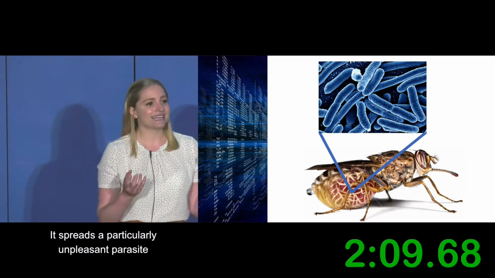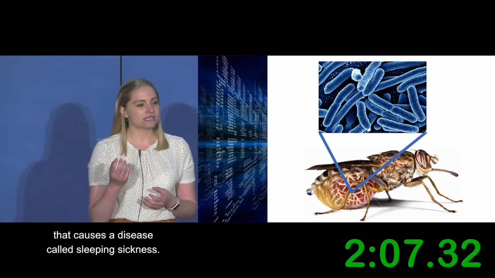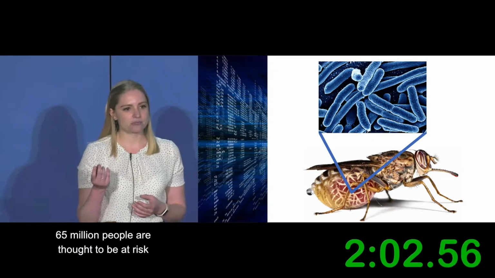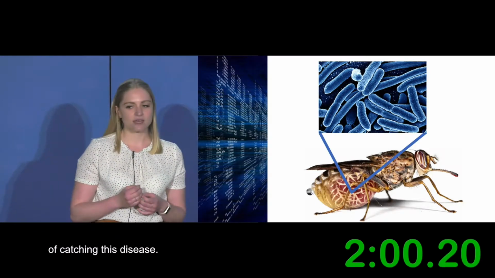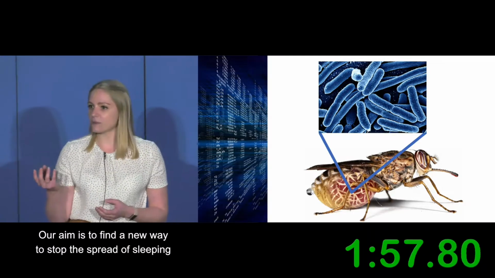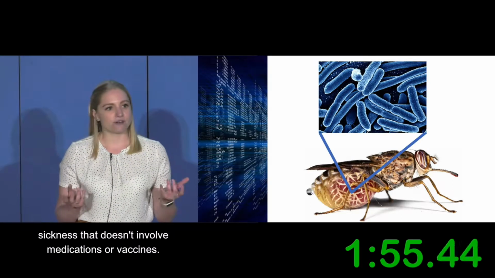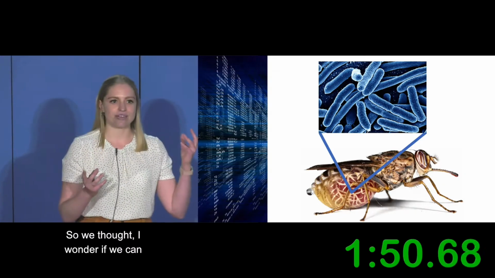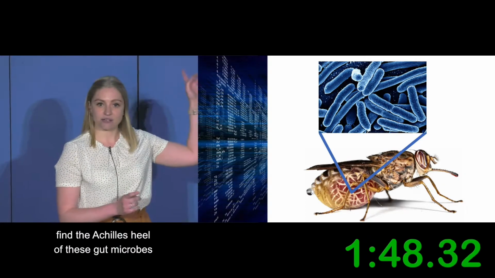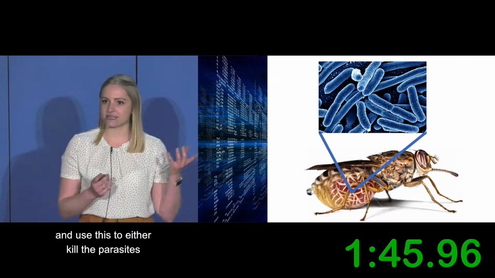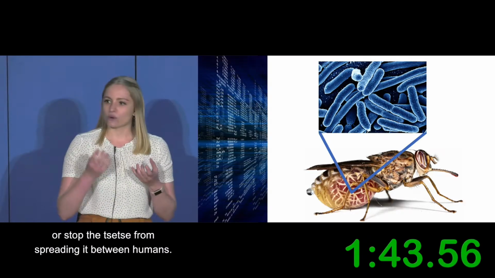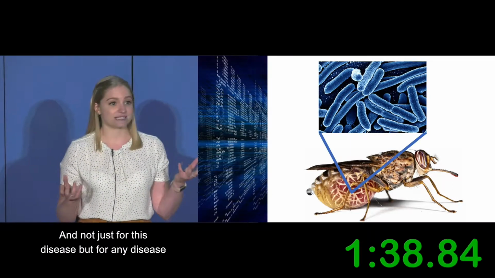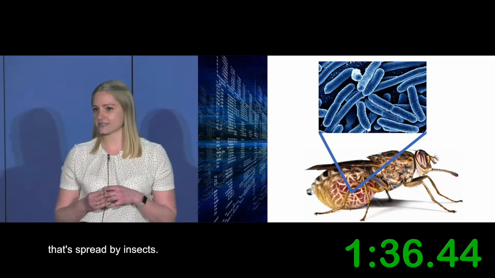It spreads a particularly unpleasant parasite that causes a disease called sleeping sickness. 65 million people are thought to be at risk of catching this disease. Our aim is to find a new way to stop the spread of sleeping sickness that doesn't involve medications or vaccines. So we thought, I wonder if we can find the Achilles heel of these gut microbes and use this to either kill the parasite or stop the tsetse from spreading it between humans. And not just for this disease, but for any disease that's spread by insects.